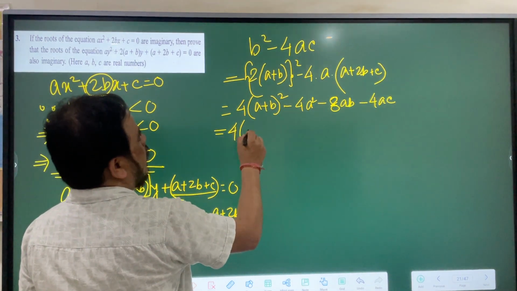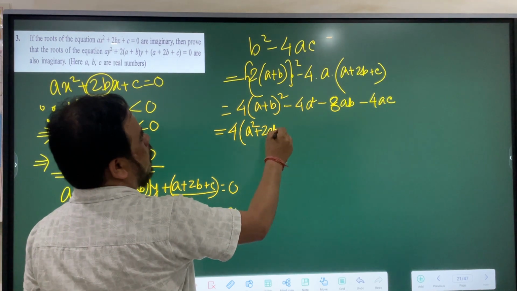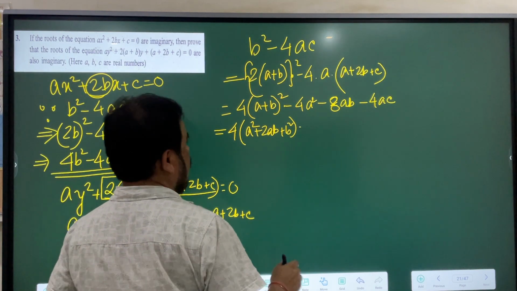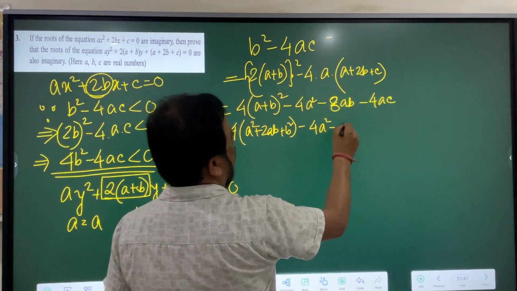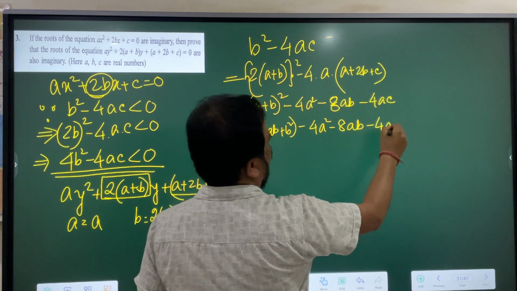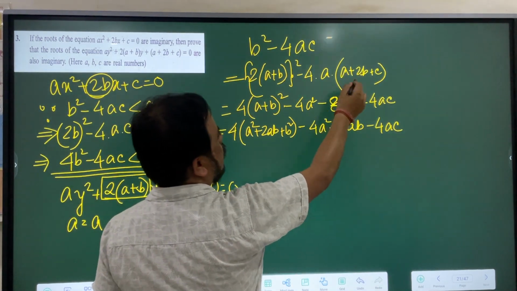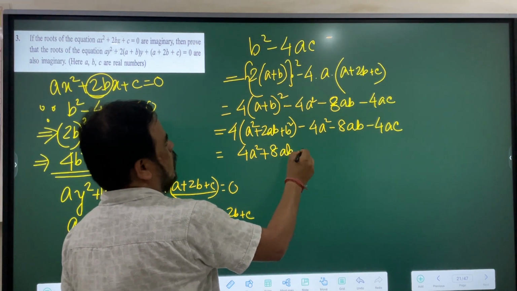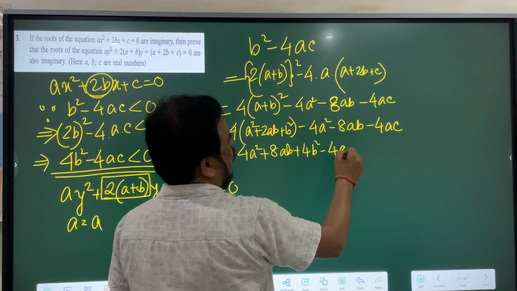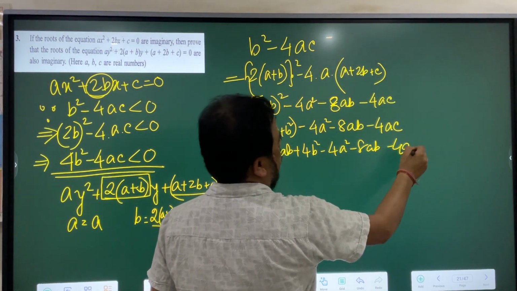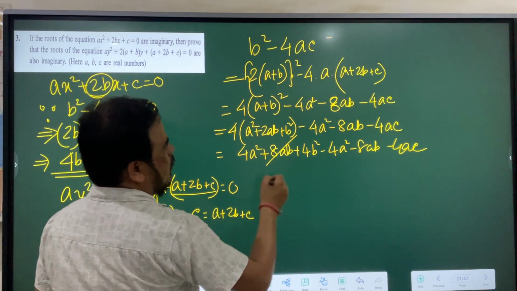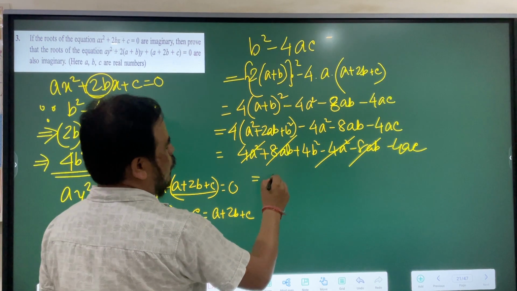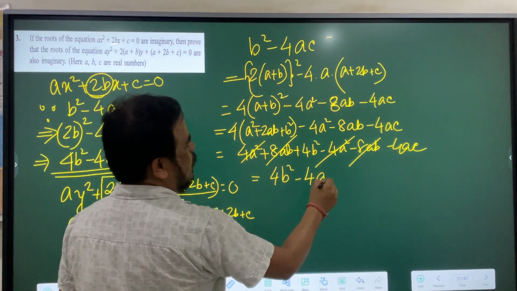Now 4 into a plus b whole square, a square plus 2ab plus b square, minus 4a square minus 8ab minus 4ac. So 4a square plus 8ab plus 4b square minus 4a square minus 8ab minus 4ac. 8ab minus 8ab cancel, 4a square minus 4a square cancel. What is left? 4b square minus 4ac is left.